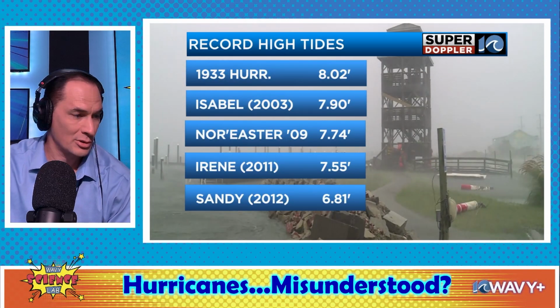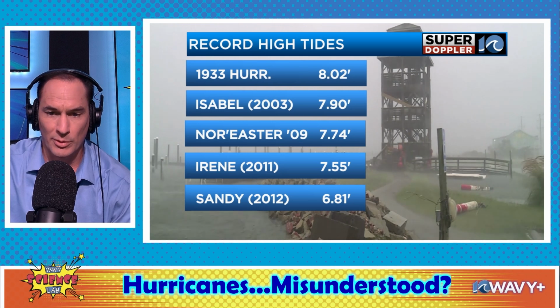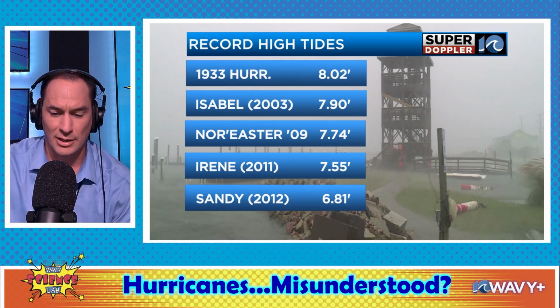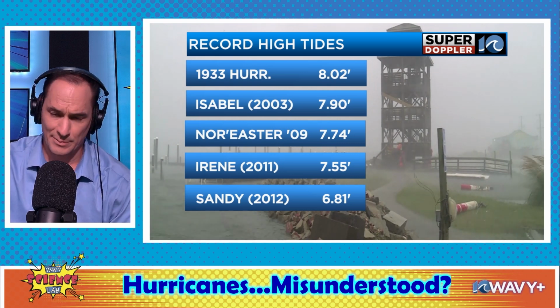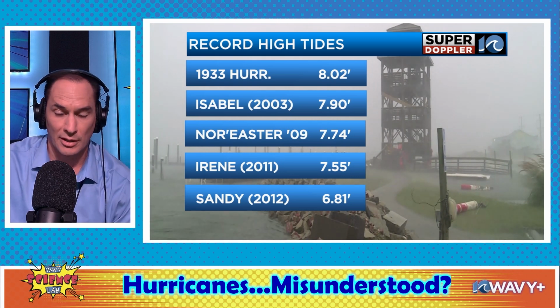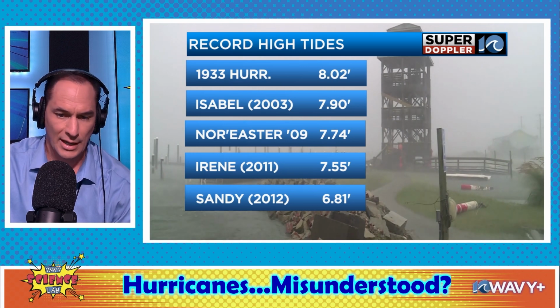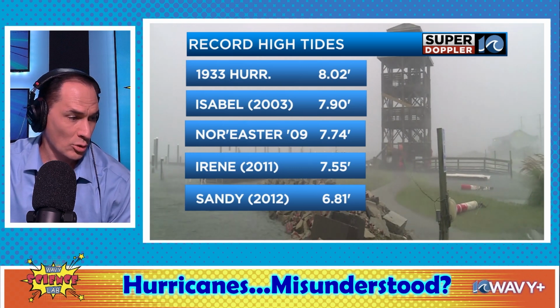Then Irene, 2011, that was another bad one. We had a hurricane that came through here and caused a lot of damage. I don't remember if there were any deaths, but there was a lot of damage. And then Sandy was a historical one, 2012, 6.81 feet. So that is the storm surge from these storms.